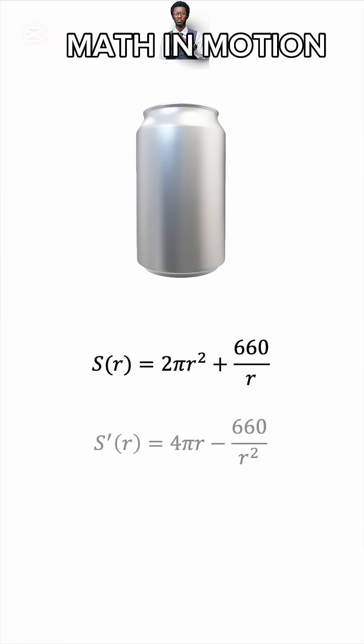So we now differentiate this equation and set the derivative to 0 to give us the critical point. We'll get 660 equals 4 pi r cubed, and then we'll solve for r by dividing by 4 pi, simplifying, and then taking the cube root. Now we need to verify that this corresponds to a minimum of the function, not a maximum.